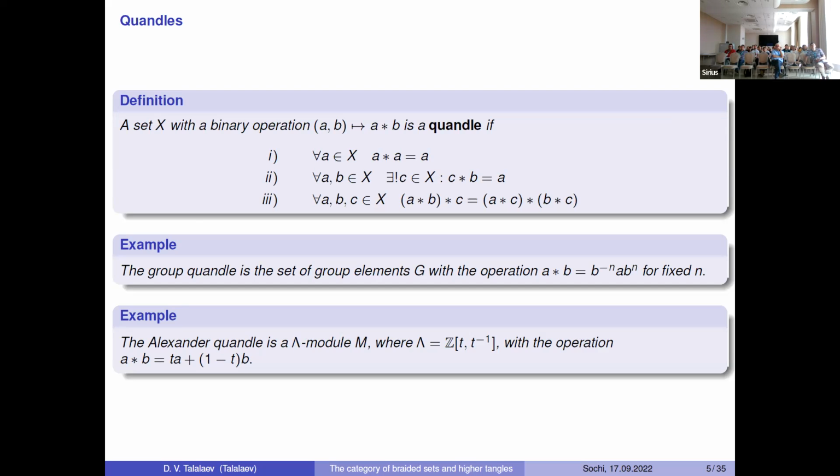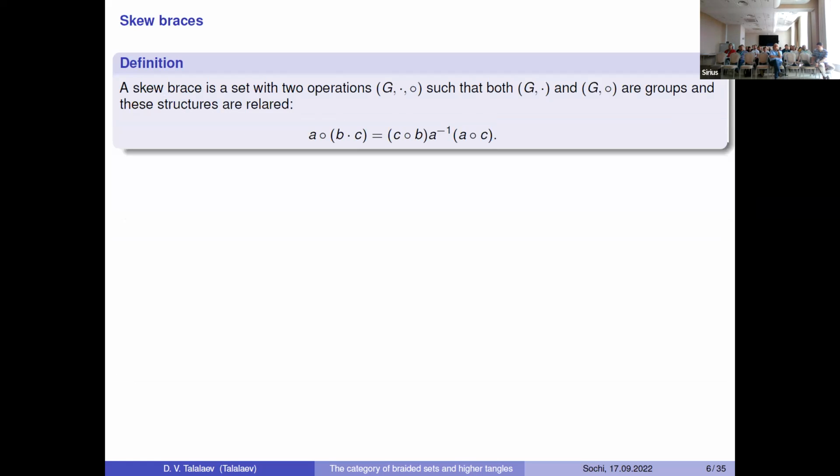A very familiar example of a quandle is the Alexander quandle, which is defined like this, and it is related to the construction of the Alexander polynomial. There is another algebraic structure related with Yang-Baxter sets, which is called the skew brace. It is a set with two operations, dot and circle, such that both operations are groups, and these operations are related by this condition.